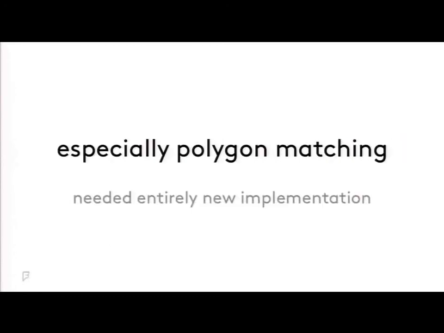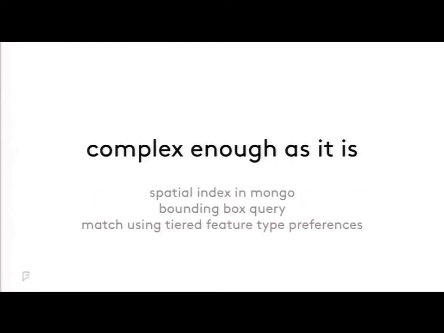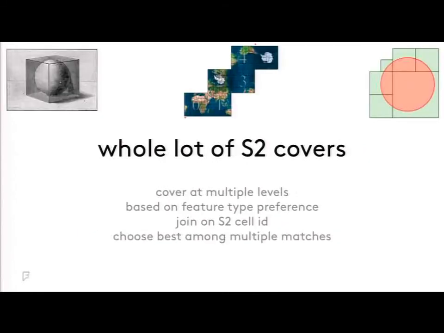So this particularly complicated polygon matching that I mentioned earlier, the on-the-fly matching that we do for unmatched polygons, needed an entirely different implementation. Now, make no mistake, this stuff is complex enough as it is. We have a spatial index in Mongo on the features that we then query for each unmatched polygon. We query features within the bounds and do some matching magic, I shall call it for now, because it's too complicated to get into. But the magic essentially honors a multi-tiered feature type preference for what kind of features it can match in the first place. Now, when doing this in the scalding build, this essentially meant having to do a whole lot of S2 covers.